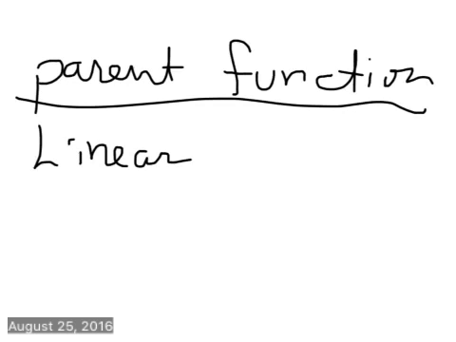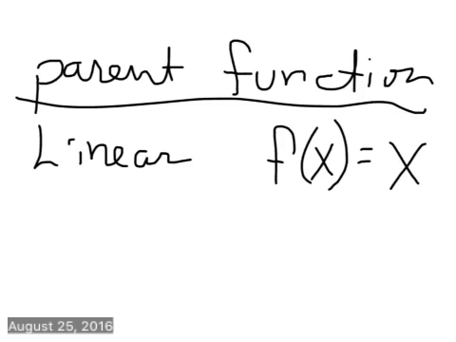Does anybody know what kind of graph it's going to be? A line, right? Since it says the word line in it, or linear. And that parent function looks like this: f of x equals x. Now, what I need to explain to you guys a little bit is f of x. F of x is function notation. It's always going to be f of x like that. It's not going to be y equals, although that's how you would also interpret it. F of x and y equals are the same thing, just so that you know.